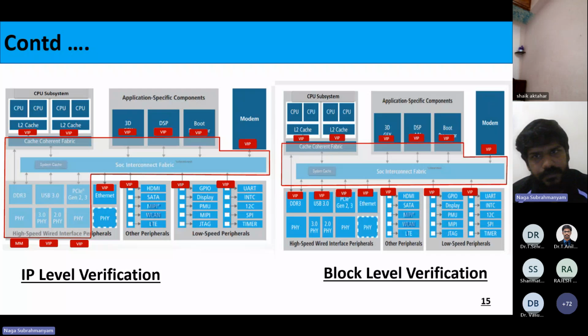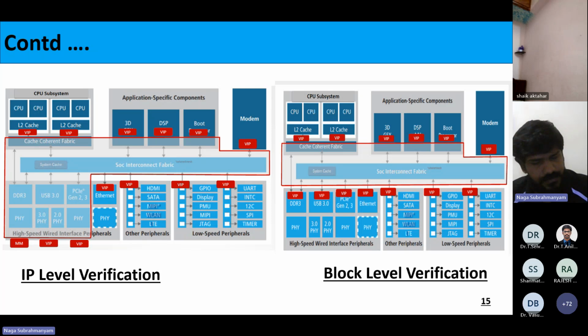This is IP level, where we are verifying the individual blocks. At the block level, we are verifying the NOC only. This is top level: how these peripherals communicate with the CPU, and how the CPU communicates with the high speed blocks. That interconnect only we will verify. And nowadays they are verifying the NOC as an IP. That is a recent change in the industry.